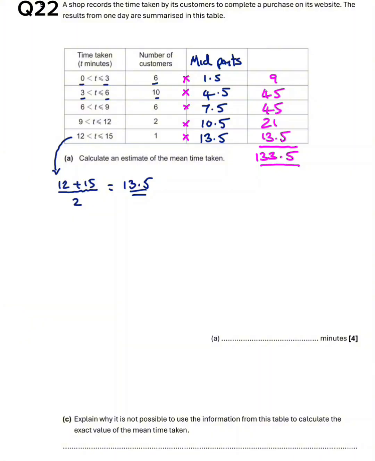I'm absolutely buzzing. I've done all that work. I'm close to the end. Beautiful, beautiful, beautiful. This is where most of you, or at least half of you, will make a mad mistake, because you're going to take your 133.5 and say, oh, there's 1, 2, 3, 4, 5 rows in this table. You're going to divide by 5. You're going to do all that work and lose the final answer mark.